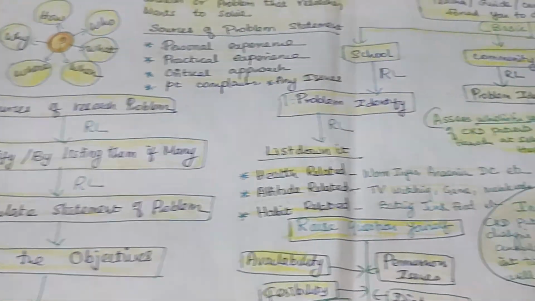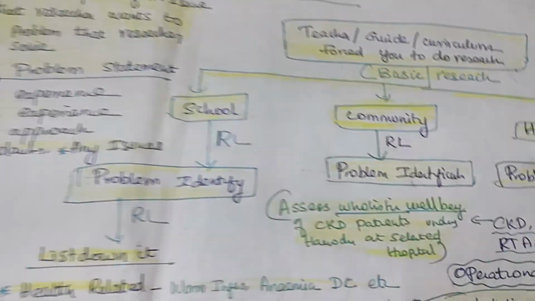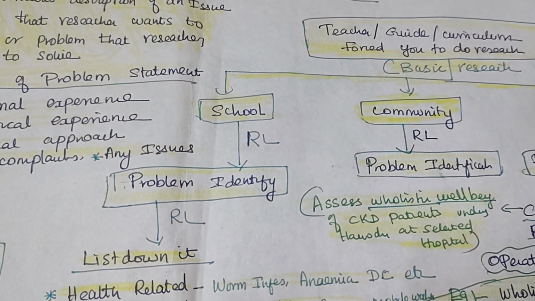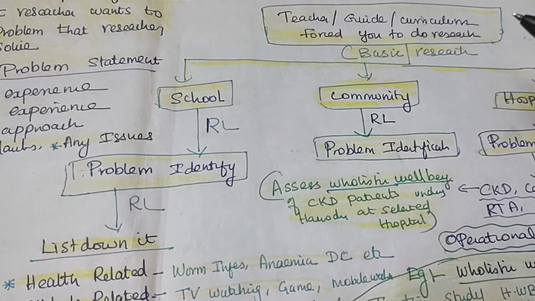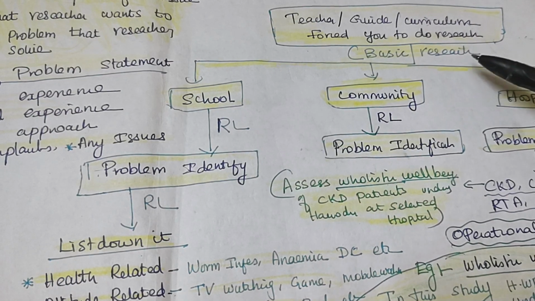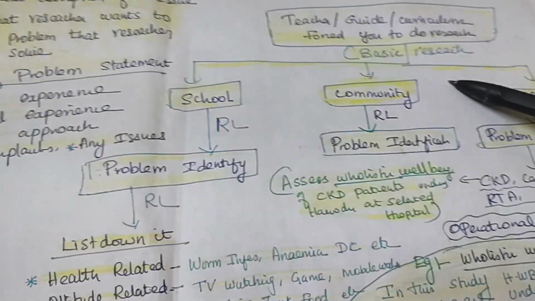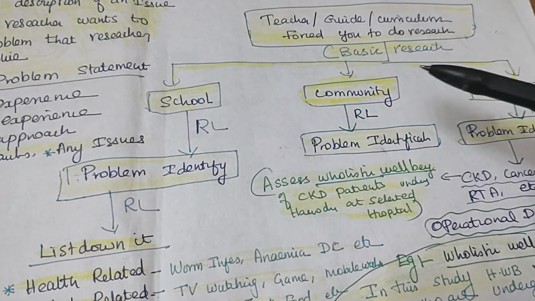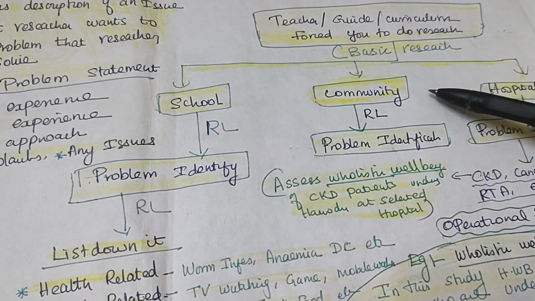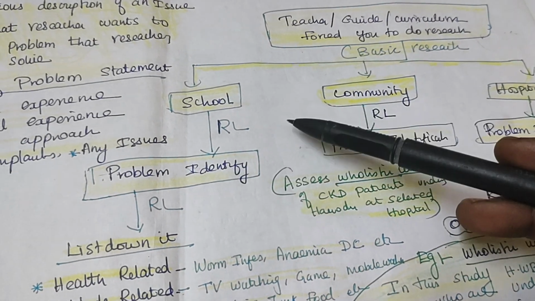Okay. So let us see who is going to tell you to set the research problem. Either your teacher, your guide, or your curriculum forces you to do some research. Whether it is the GNM program, BSc program, whatever the program may be, that's called basic research. In basic research, you are going to learn the steps of research. Teachers will make groups and tell you to go to a school, do it in the community, or do it in a hospital. So your responsibility is to find a problem. Identify the problem, so you can go for the review of literature.